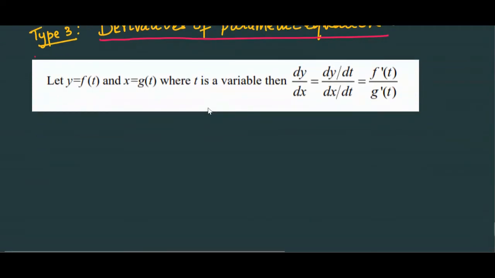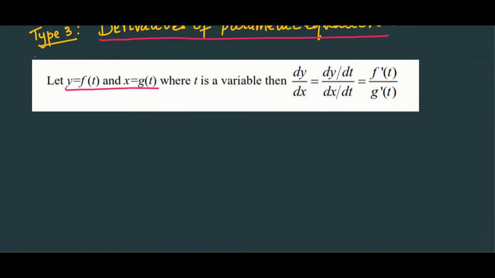So suppose a function is defined parametrically. Y is defined in terms of x, but not directly. Y is defined in terms of t and x is also defined in terms of t. So this is very common. For example, in the equation of circle, equation of ellipse, parabola, hyperbola, we have parametrically defined functions.